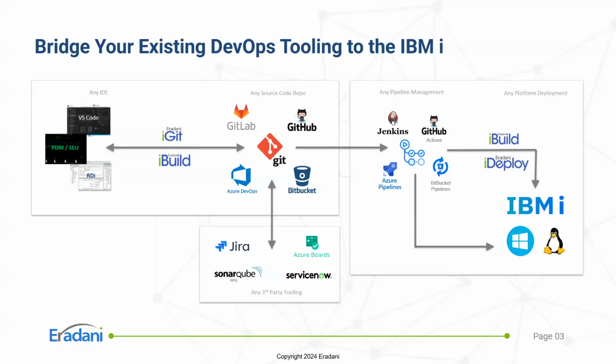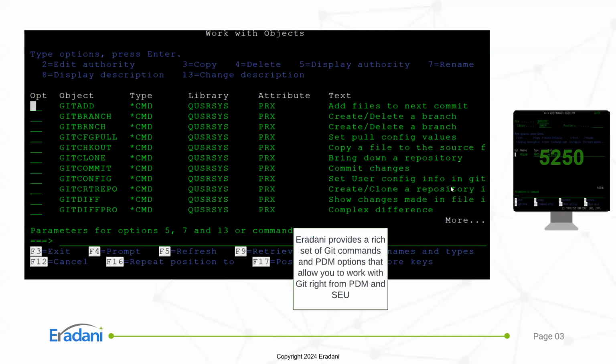So you have iGit that allows you to work with Git, but work with it from standard IBMI environments or from the more modern IDEs. You have iBuild that will do the build process, and then iDeploy that will deploy the code for you. So our idea is that you should be able to work in the way you want to.